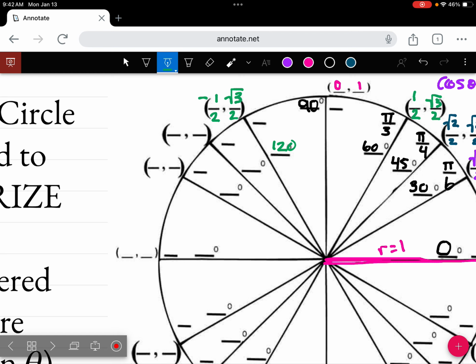When we look at our 45, which matches up with our 135, again, my x's are the only thing that's negative, so we have our negative square root of 2 over 2 and a positive square root of 2 over 2. They match up. They line up. The only thing that's different is that my x's are negative. So same thing down here with my 30 degrees and my 150. My x's are going to be negative. So my negative square root of 3 over 2 and my positive 1/2.